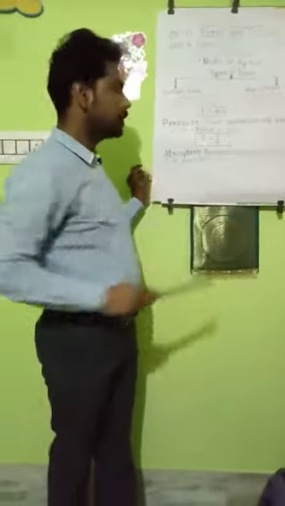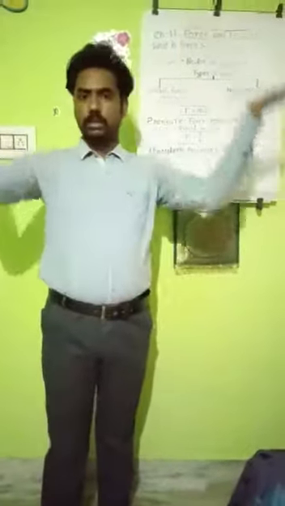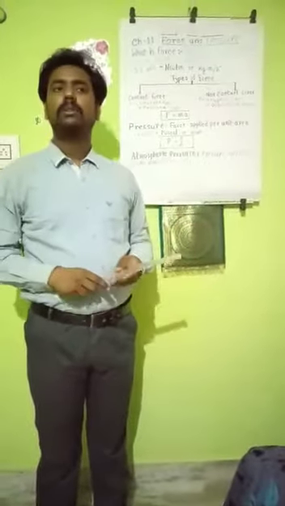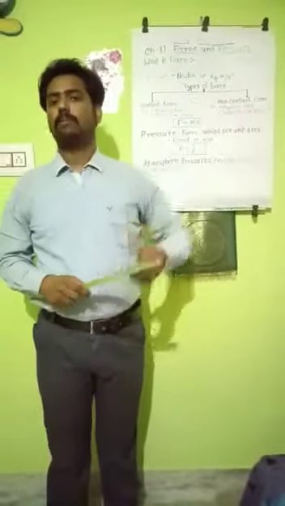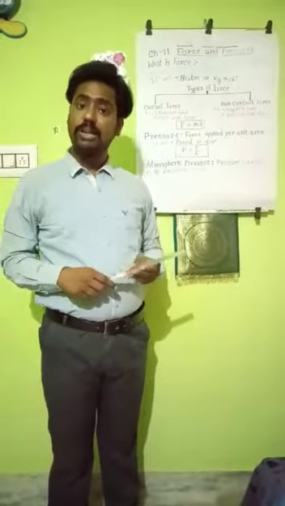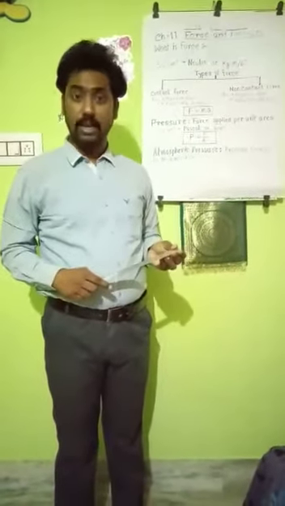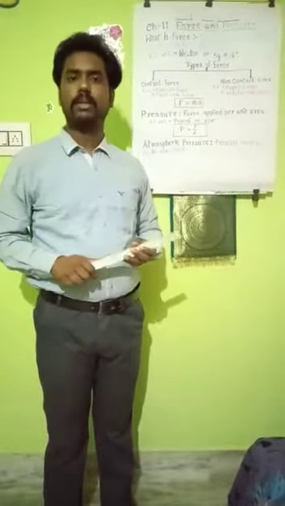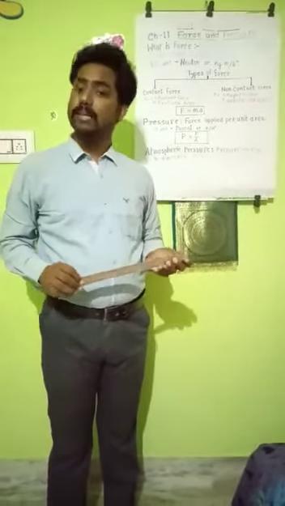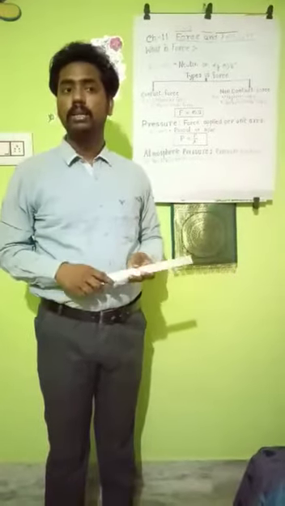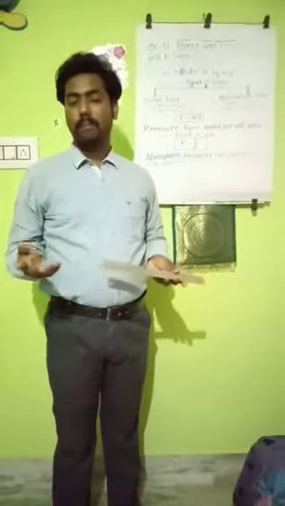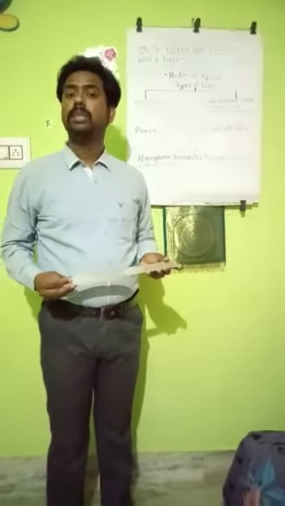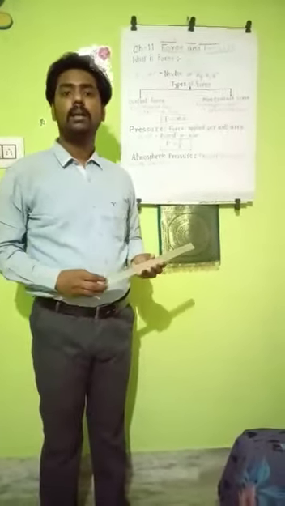Now what is atmospheric pressure? We know that around the earth a large amount of atmosphere is there. The pressure exerted by the atmosphere on us is called atmospheric pressure. This atmospheric pressure can be measured by different instruments like barometer, manometer and pressure gauge. These are the different instruments which help us to measure pressure.